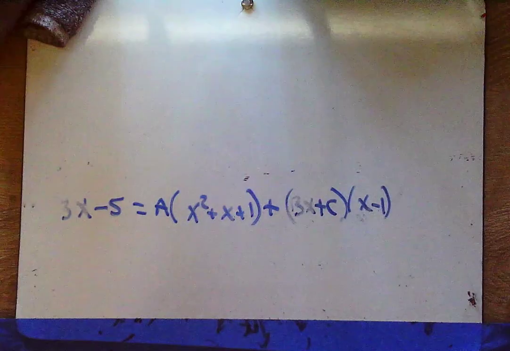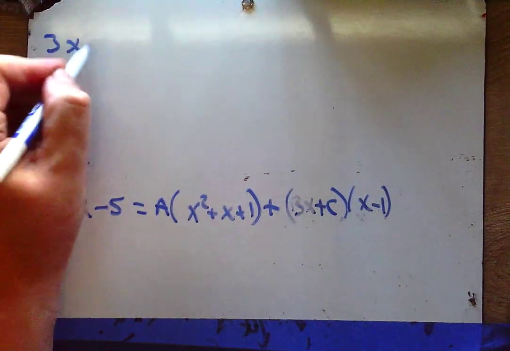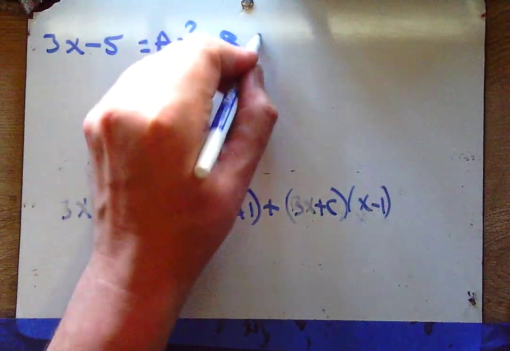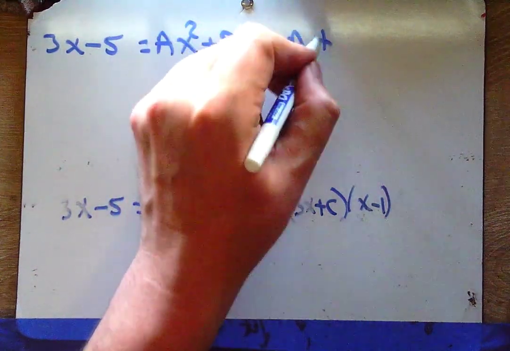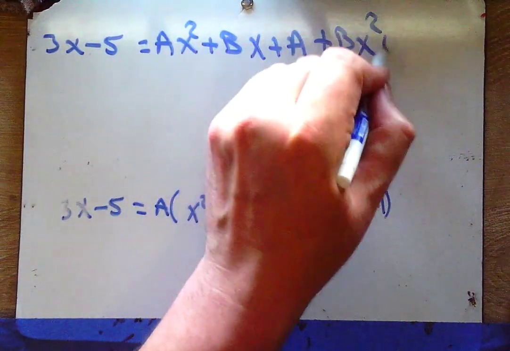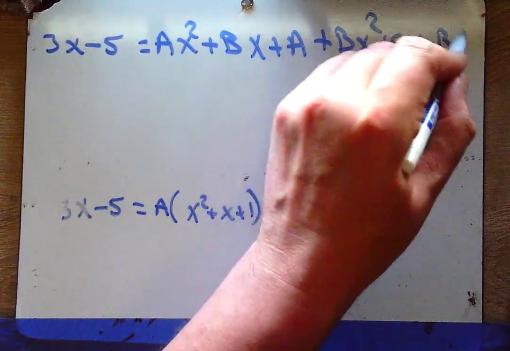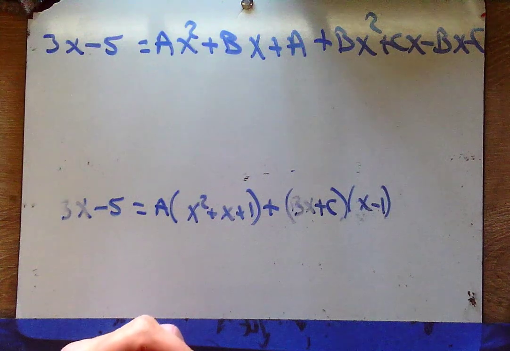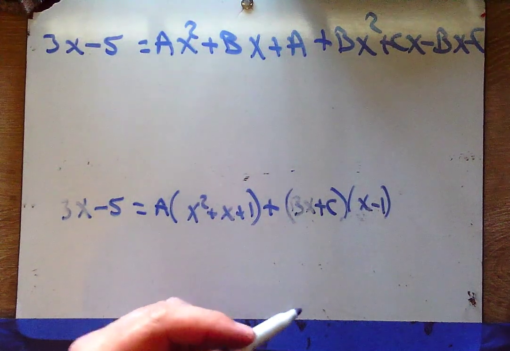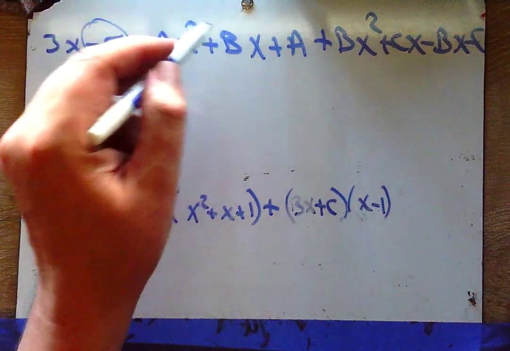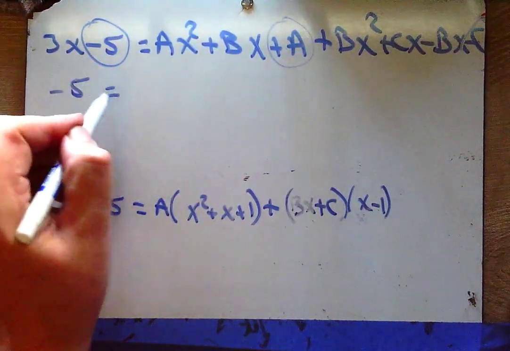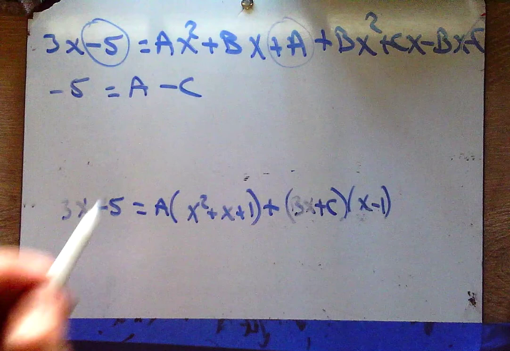But I think I want some more space. So I'm going to have 3x minus 5 equal ax squared, bx plus a plus bx squared plus cx minus bx minus c. All right, systems. Ew. So let's group all the stuff that doesn't have an x together. So that's going to be negative 5 equals a minus c.